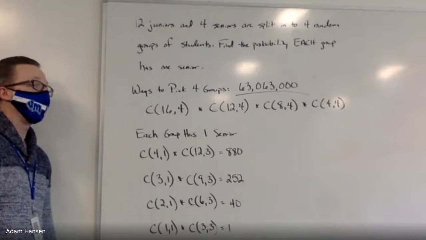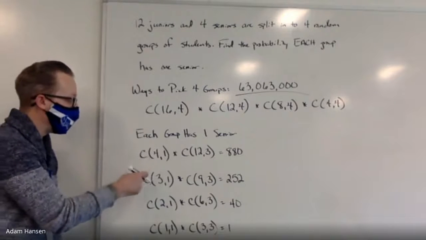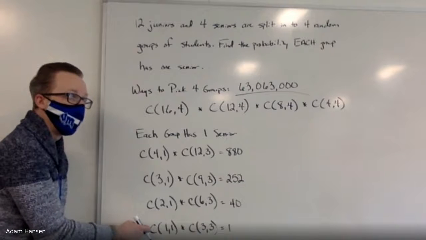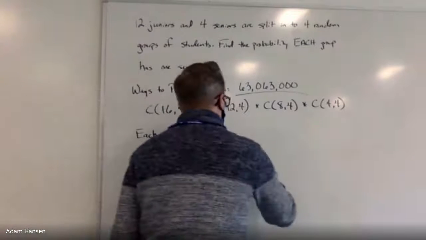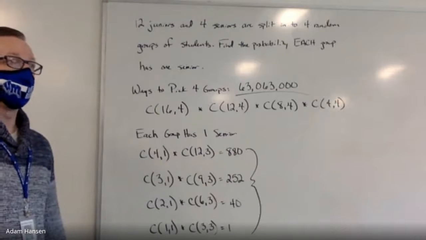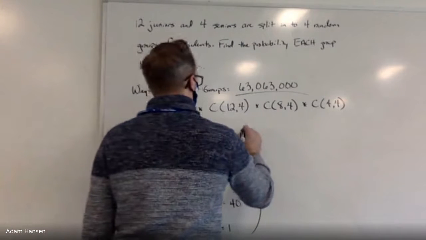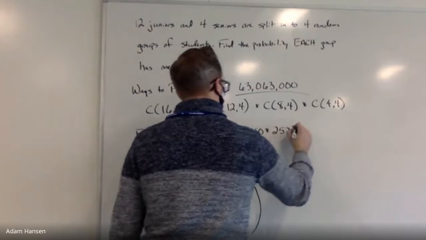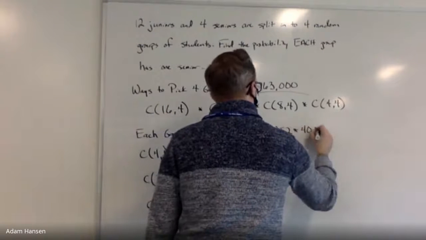I think I need to multiply them. So I need this and this and this and this to happen. Yeah. So I need to multiply all those respective combination totals together. So 880 times 252 times 40 times 1.